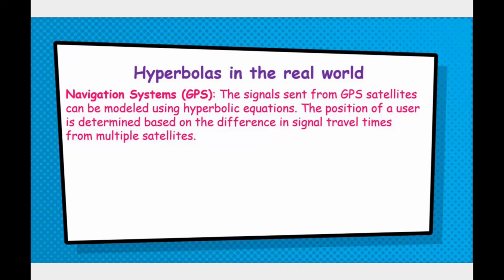Navigational systems, such as GPS signals sent from GPS satellites, can be modeled using hyperbolic equations. The position of a user is determined based on the difference in signal travel times for multiple satellites.